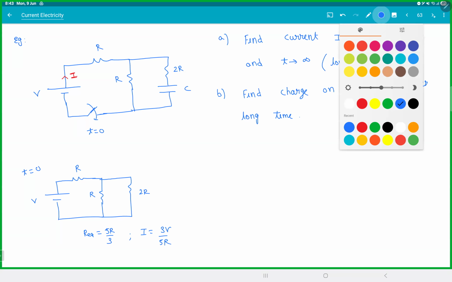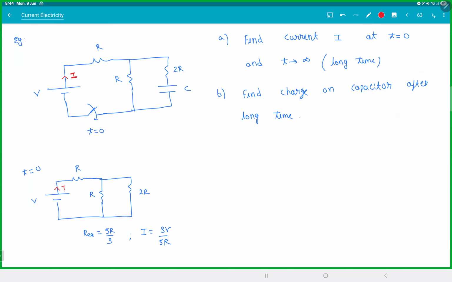This will be the current, the moment you close the switch, the instant you close it. Now, if you leave this for a long time, it becomes an open circuit, but always draw the capacitor because they're going to ask you for the charge. If you remove that, you won't be able to find that charge.